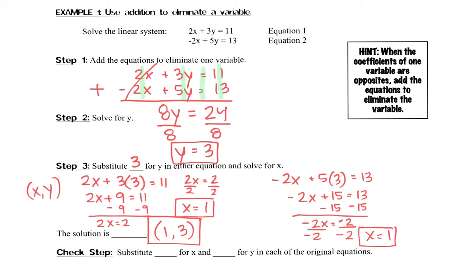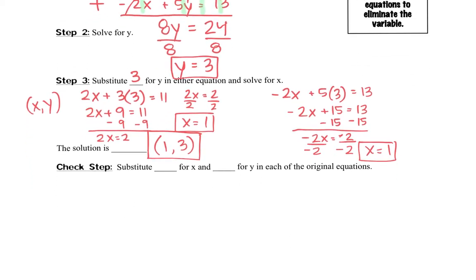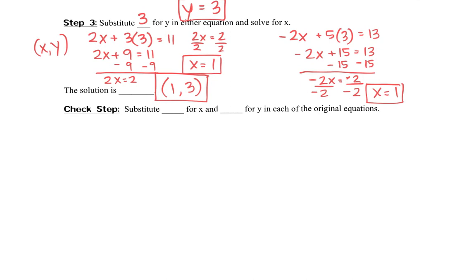And on these first couple of examples, we are going to do check steps just to confirm that we have gotten the right answer. So we're hoping that we got an ordered pair that produces a true statement when plugged into both equations. So we think x is 1 and y is 3. So we're going to plug this in. In the first equation, we have 2 times 1 plus 3 times 3, and that should equal 11. So that's 2 plus 9, which is 11. So we're good on the first equation.